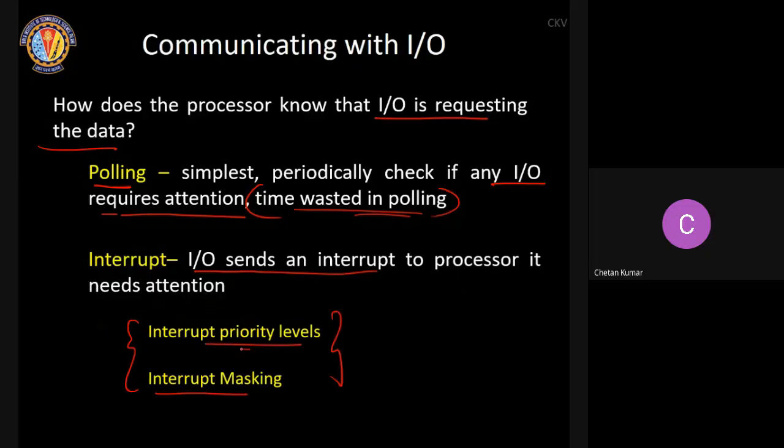So interrupts, if there are many interrupt pins, you should have some kind of priority between different types of interrupts. And in some cases, you might have to mask some of the interrupts. So that should also be allowed. So interrupt priority level should be there, and also interrupt masking should be allowed whenever you have this kind of architecture. Okay. This interrupt-based approach is best for lower bandwidth devices.